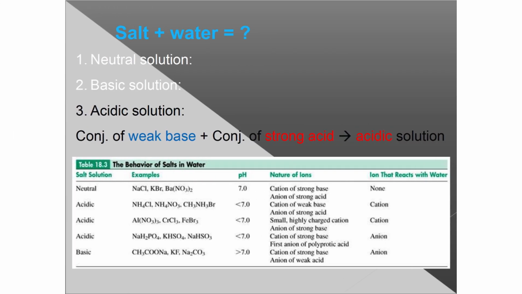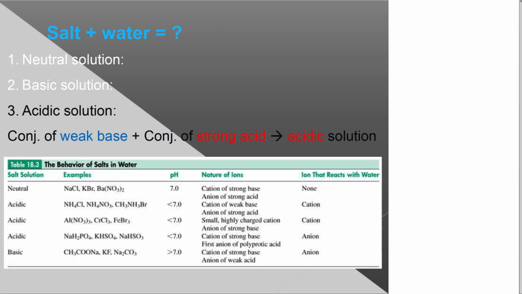Next, we explore the third outcome, an acidic solution. This results when you have the conjugate of a weak base and the conjugate of a strong acid. The table is shown once more for clarity, with its categories of neutral, acidic, and basic salt solutions. Let's look at another concrete example.